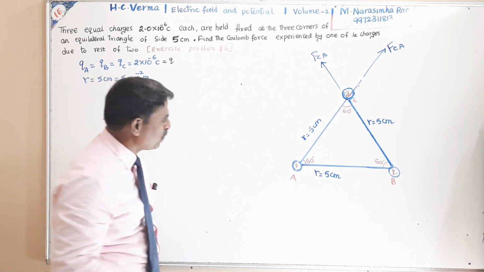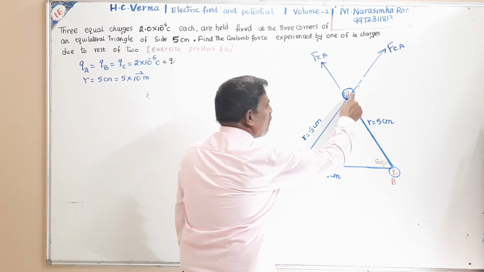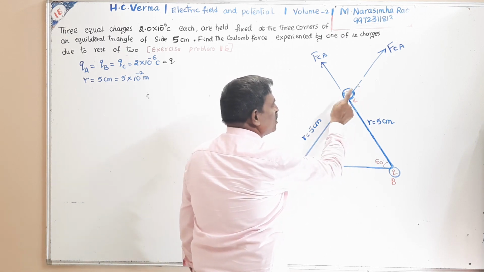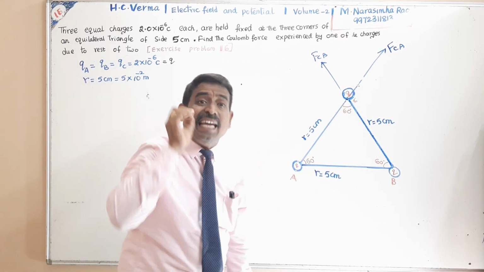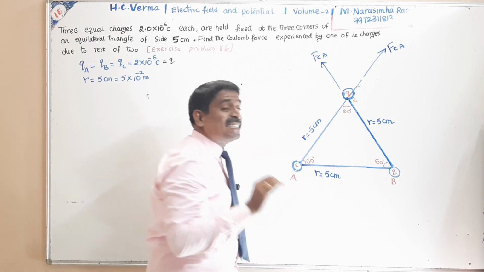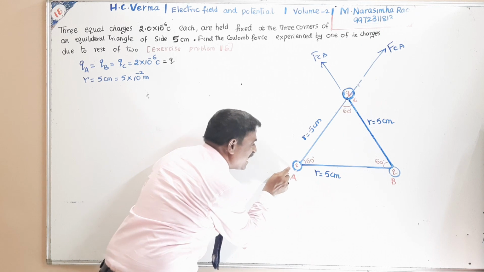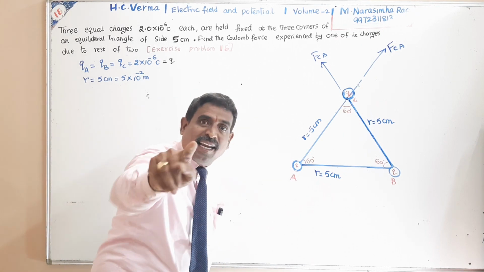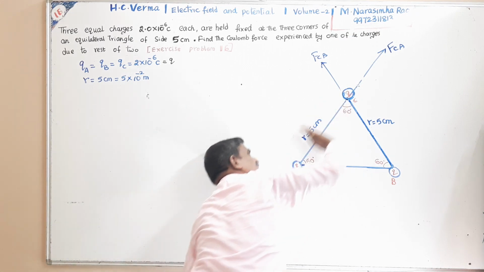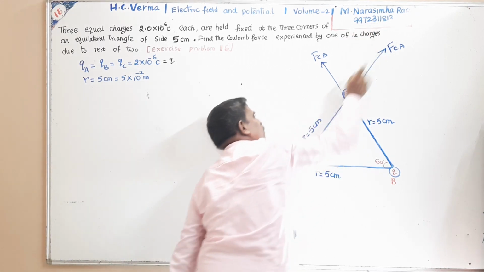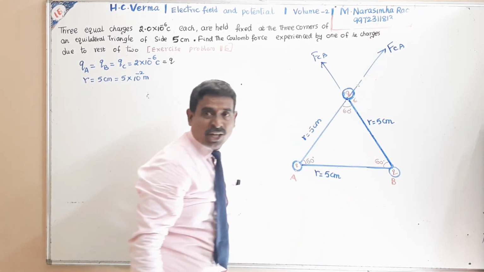Now please listen. At the point A, there is a positive charge. At the point C, there is a positive charge Q. In between these two positive charges, there exists an electrostatic force of repulsion. This positive charge is applying electrostatic force of repulsion on this charge, along AC direction.